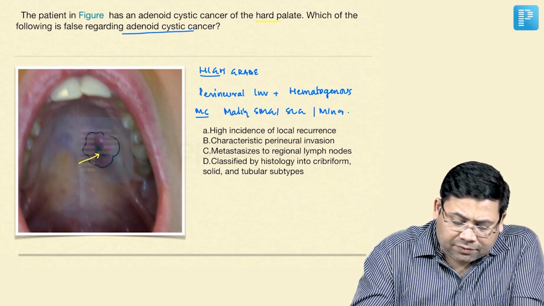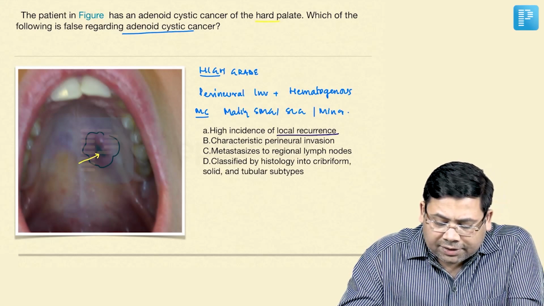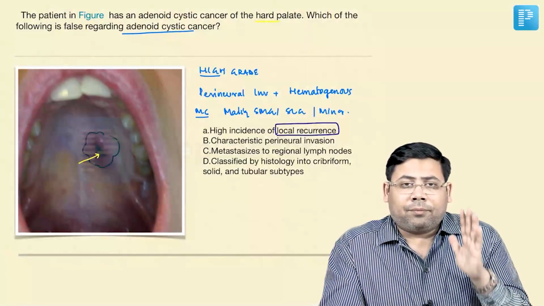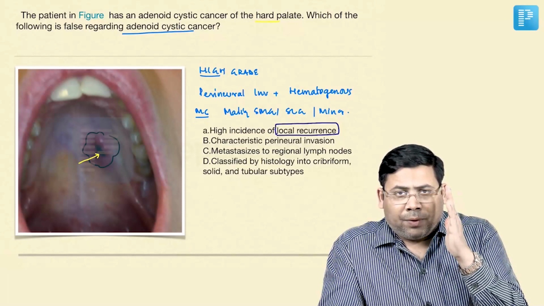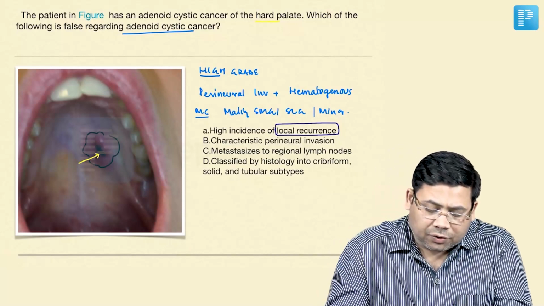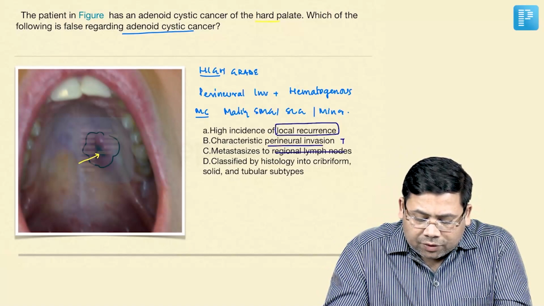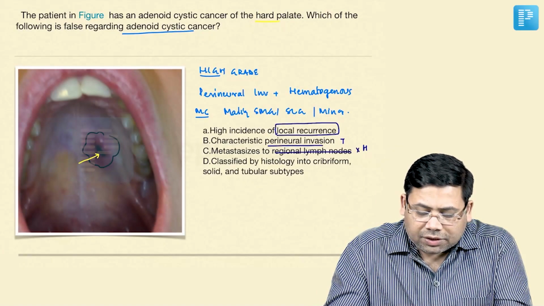So if we see these points, it has a high incidence because of the perineural invasion, and because of this high perineural invasion intensity, it has a tendency to recur. Perineural invasion is there. Does it metastasize to lymph nodes? Never. It has a hematogenous spread.